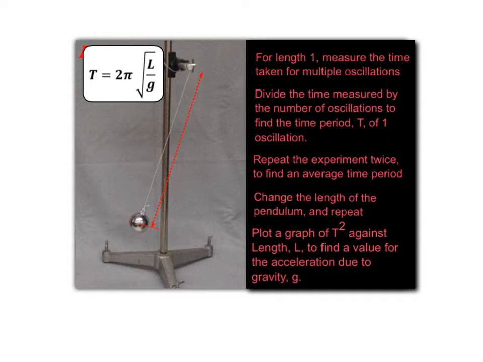Our independent variable in this case is the length of our pendulum, which we are going to vary. That's going to give us varying values for the time period of oscillation. That's our dependent variable. A bit more information is given on the right here.